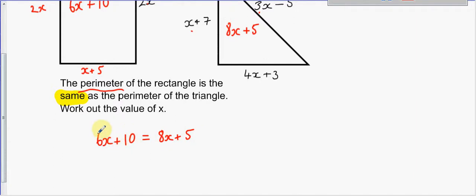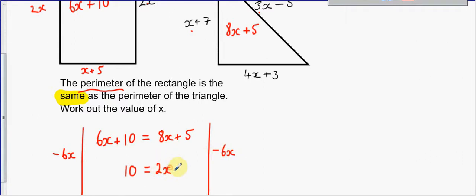Very straightforward. You look for the smallest number of x's, which in this case is the 6x, because that's smaller than the 8x. And this is a positive 6x, so we're going to subtract it. Now, don't forget to do it to both sides, so it's going to leave us with a positive 10 on this side. Because if we take away 6x from 6x, we're left with the 10. And on this side, we did have 8x, now we've got 2x plus 5.